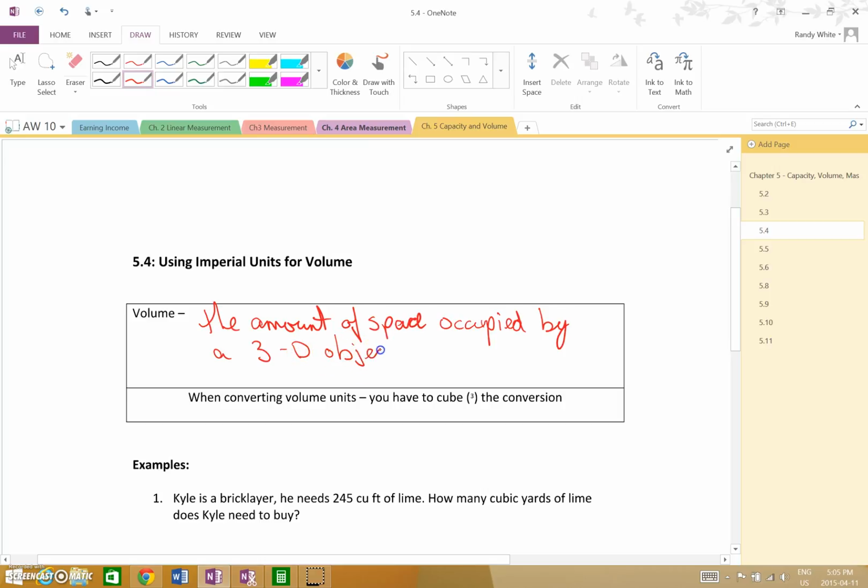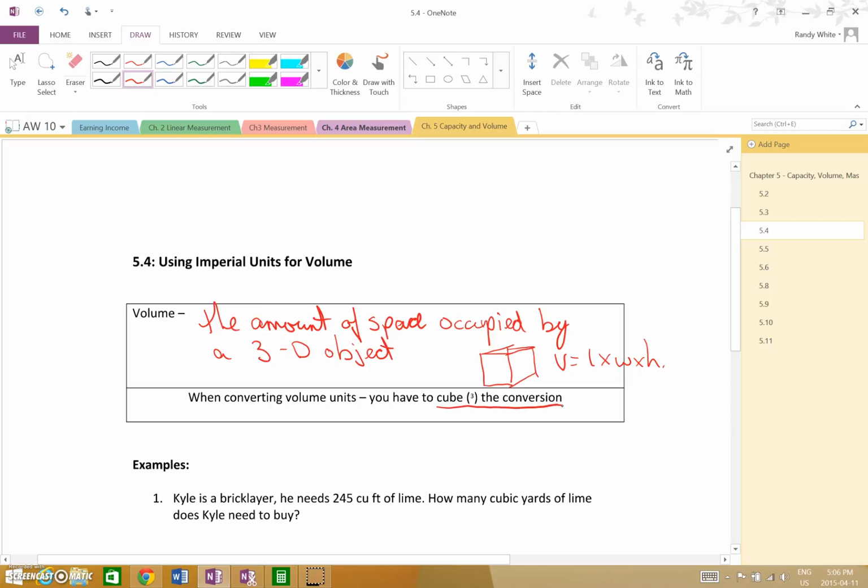So think of your fridge. Okay, so if you've got a fridge, basically the volume of that is going to be length times width times its height, which we'll get to in a little bit. And so when we're doing volume, remember you have to cube the conversion.